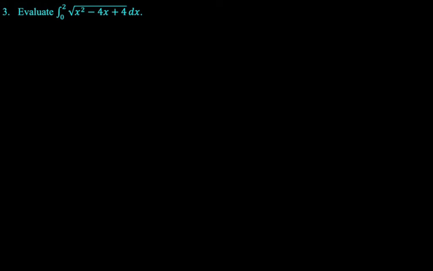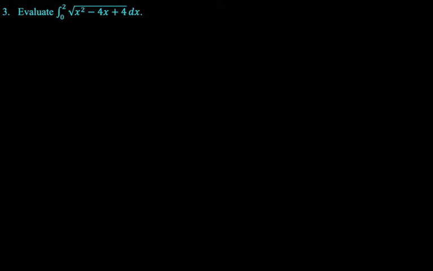Integral from 0 to 2, square root of x squared minus 4x plus 2 dx. So I look at this, and my first thought is, unless I can do something algebraic, I'm not really sure how I'm going to do this. But I do think there's something algebraic I can do.